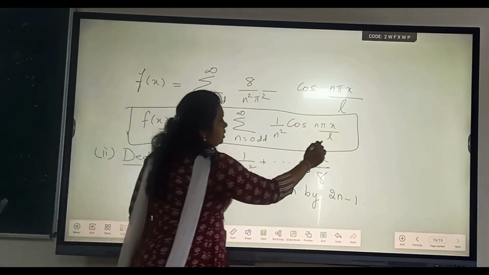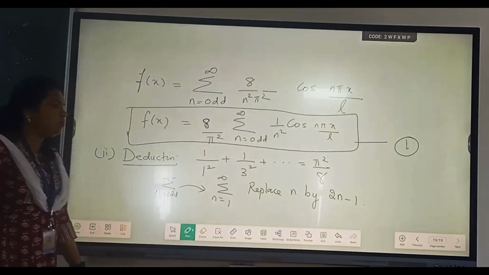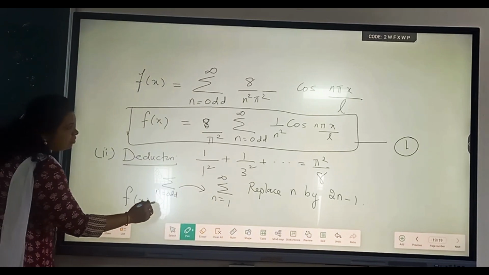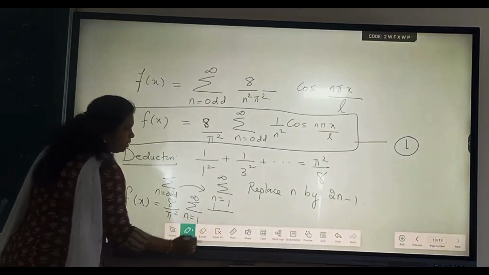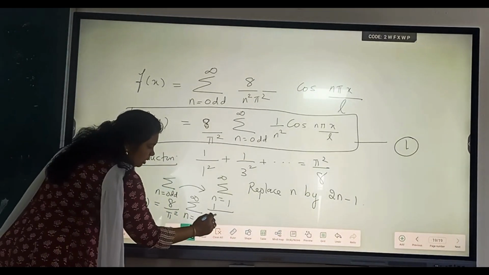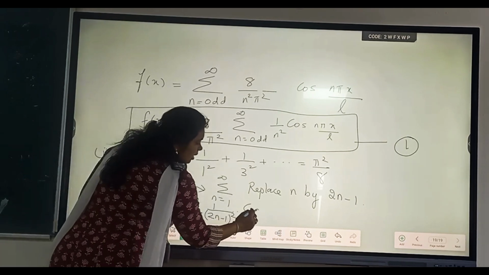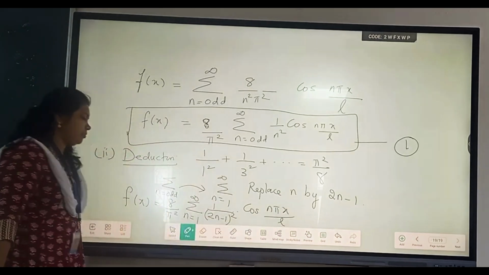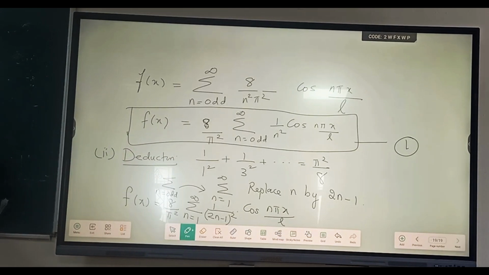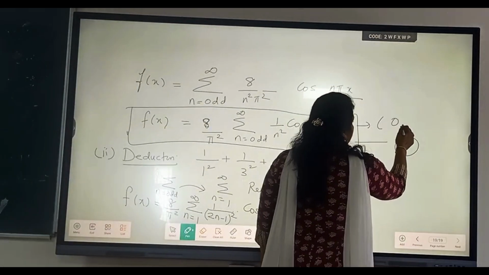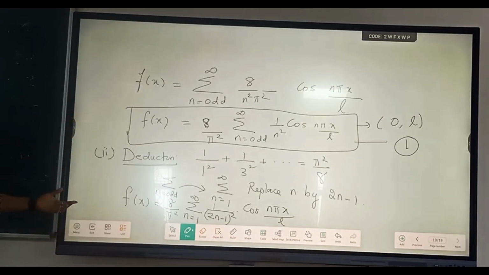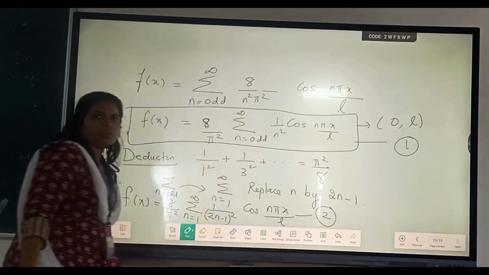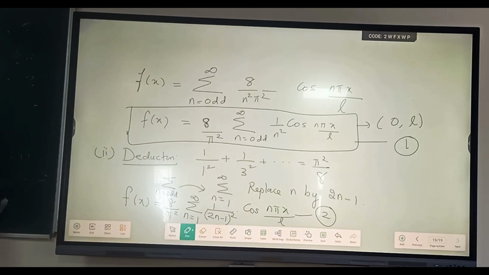So, how can you rewrite equation number 1? f of x is equal to 8 by pi square summation n equal to 1 to infinity 1 by, because you have to replace n by 2n minus 1, 2n minus 1 the whole square cos n pi x by l. All of you know that this problem is in the interval 0, l. I told you for the deduction part you can check the continuity directly. So take this as equation number 2.